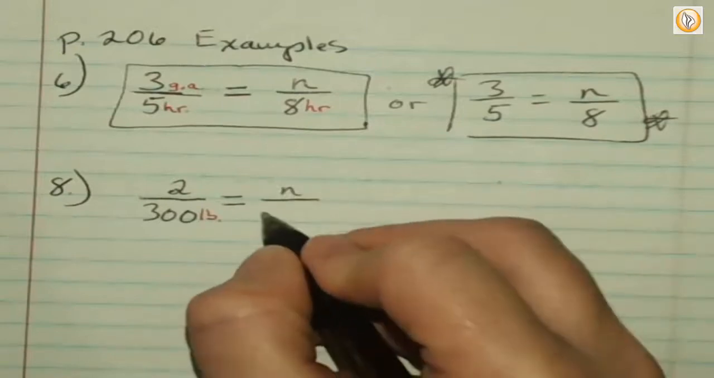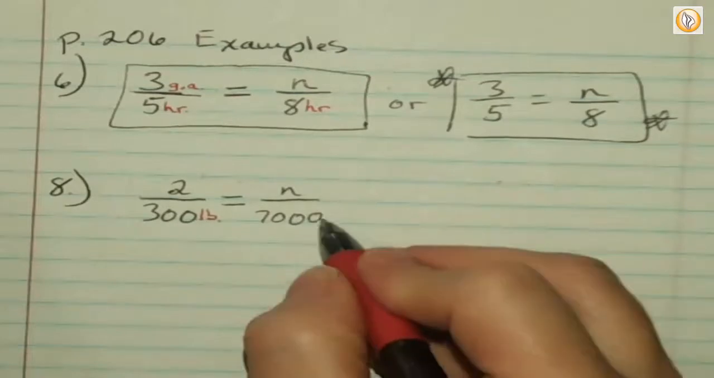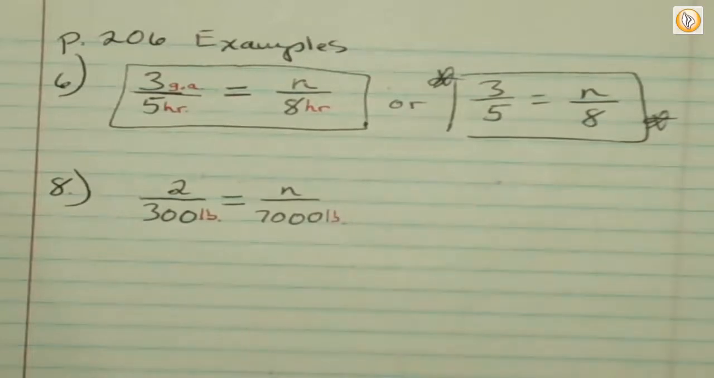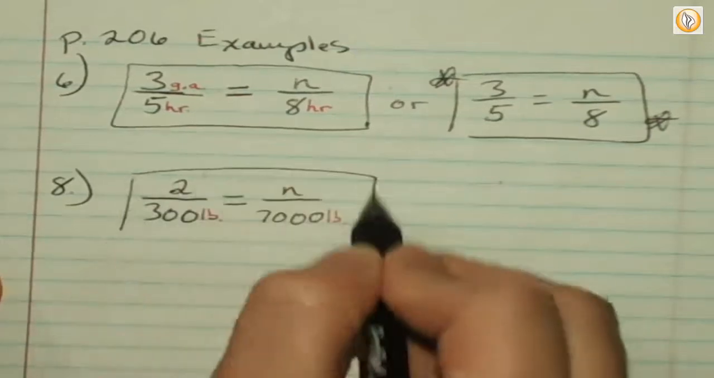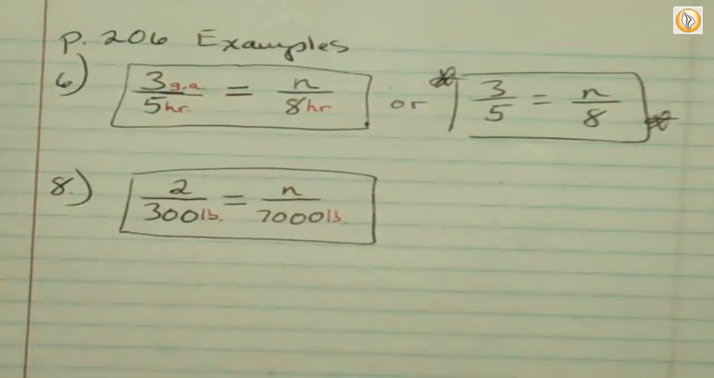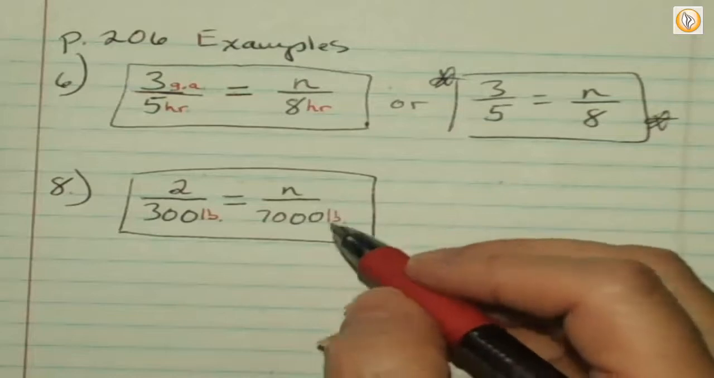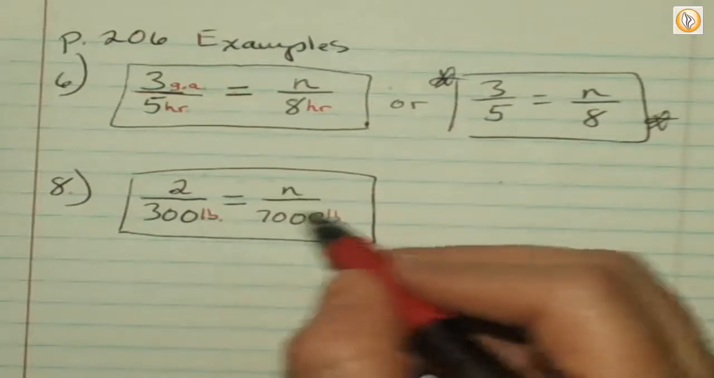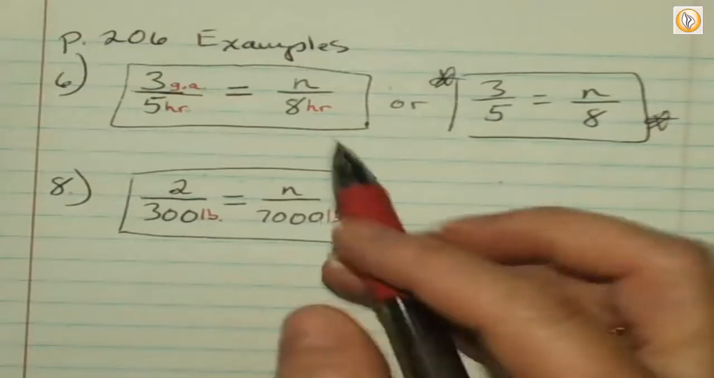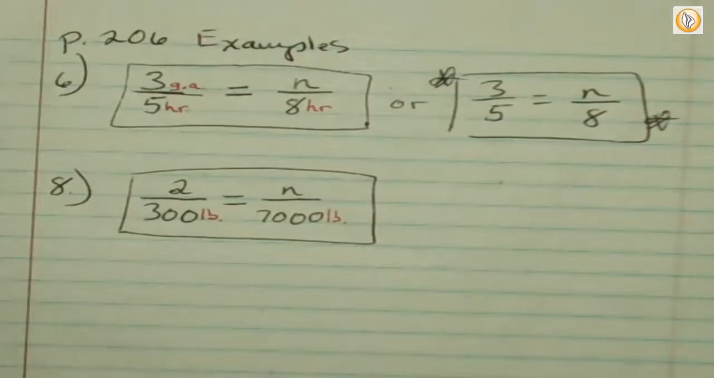Over 7,000. That's right. It's not always going to be exactly like, n's always going to be on the top. You got to understand that. So this is exactly how you would write it. Good job. Make sure, though, it's not always going to be n on the top. Sometimes it's going to switch. You just got to make sure you match up. If pounds are on the bottom, then pounds go on the bottom here. Hours on the bottom, hours on the bottom. Any questions about 8?